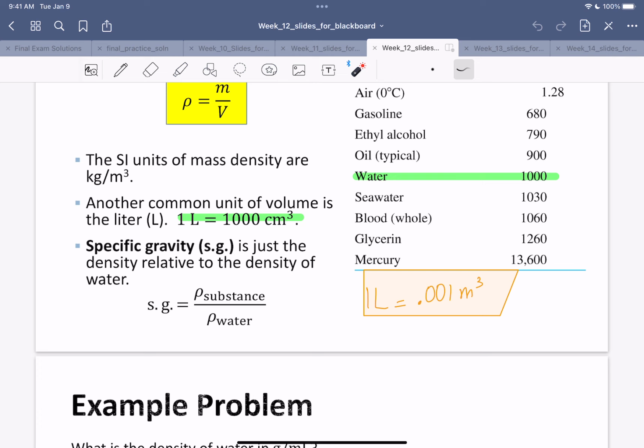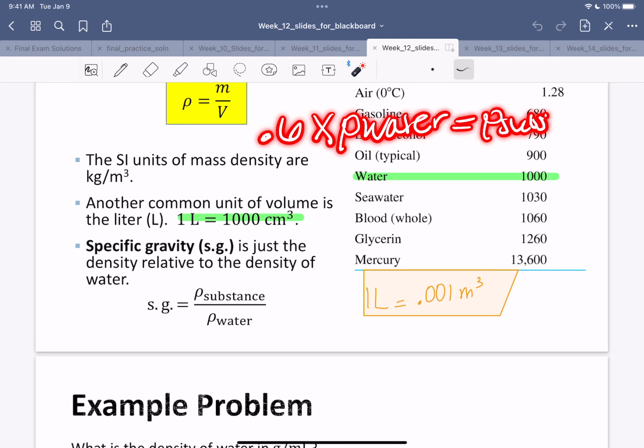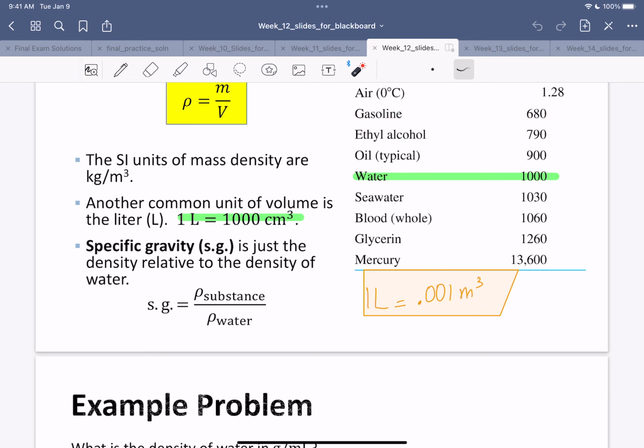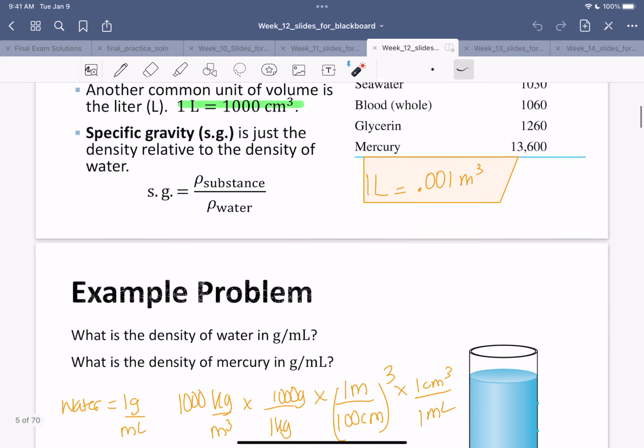So if I were told that the specific gravity of blood is 0.6, for example, let's just say it was that. I know specific gravity is the density of the substance divided by the density of water. So I can just take the specific gravity multiplied by the density of water, and then that gives me the density of the substance, right? So it's just multiplying the specific gravity by the density of water to get the density of the substance. So if they were to give you the specific gravity, you can find out the density of the substance in question just by multiplying by the density of water, right?